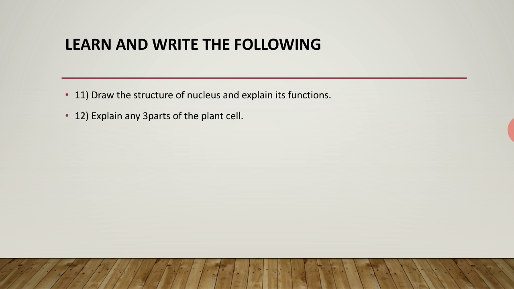And then here you are going to learn and write question number 11. Draw the structure of nucleus and explain its functions. You have to draw the structure with its parts, and also explain the different functions of the nucleus. And then the 12th one: explain any three parts of a plant cell. So here 4 or 5 parts are given. You are going to write any 3 parts, and with an explanation of the use of that plant part, you have to write.